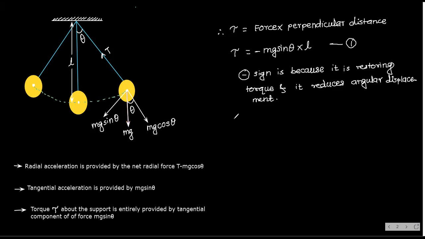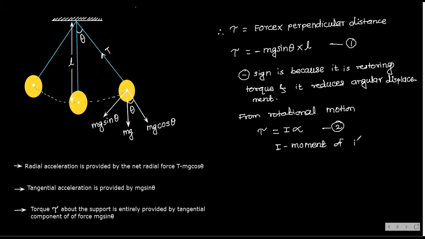We know from rotational motion, torque tau is equal to I into alpha, where I is moment of inertia and alpha is angular acceleration. Yes or no? Okay.